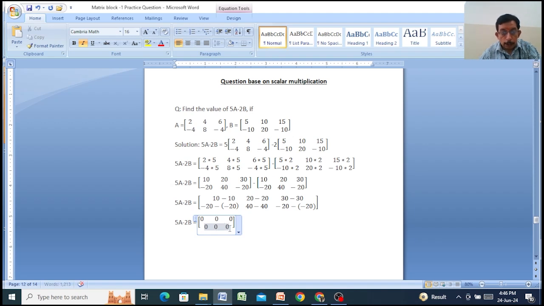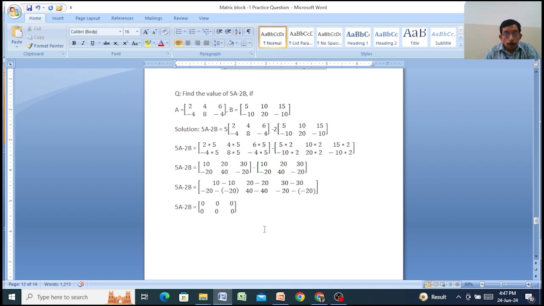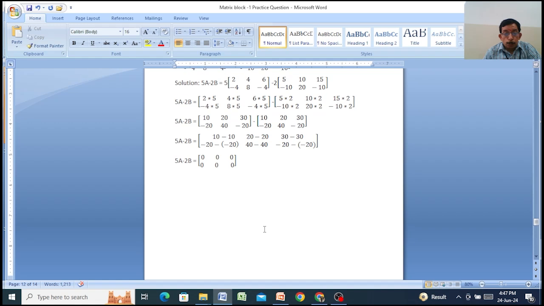Now the final solution we find is the null matrix. That is, 5A minus 2B is equal to the null matrix. Is it clear, everyone? Good. Now we come to the next problem.